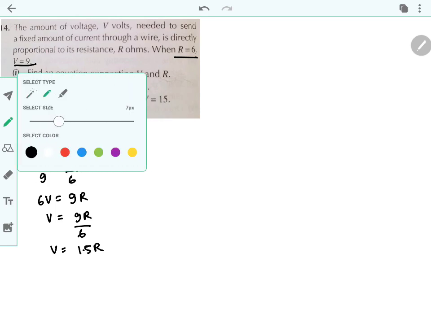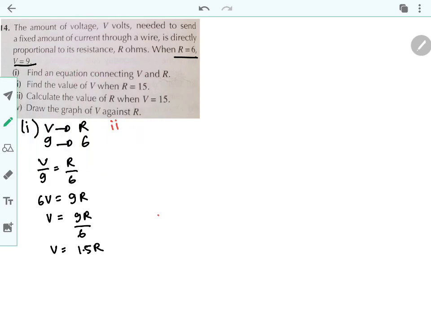Let's use another color for the second part. Now we just need to substitute the value R equals 15 to find the value of V. So V equals 1.5R. So when we substitute 15 for R, then 1.5 multiplied by 15 gives us, I think, 22.5. Okay, so V equals 22.5.